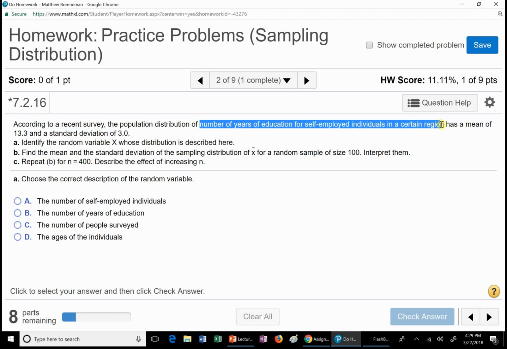So this is the variable. The key part is number of years of education. That's what they're actually writing down, right? The rest is just describing the people who were in the sample. So it should be number of years of education.